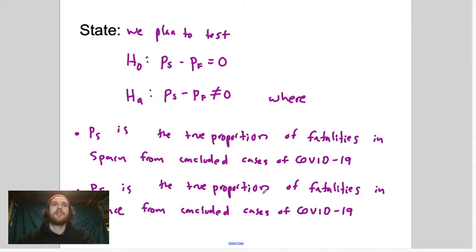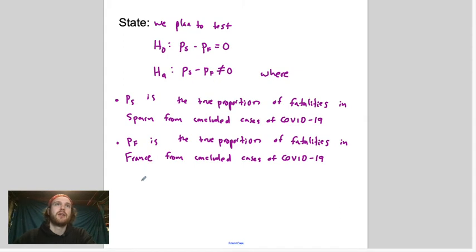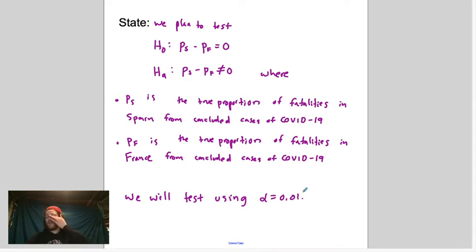The last thing that we have to state before we begin is our significance level. We will test using alpha equals 0.01. I want us to be very, very sure. We could use something even less if we so choose, but I want us to be very, very sure that there is a difference for us to come to that conclusion when we're done.